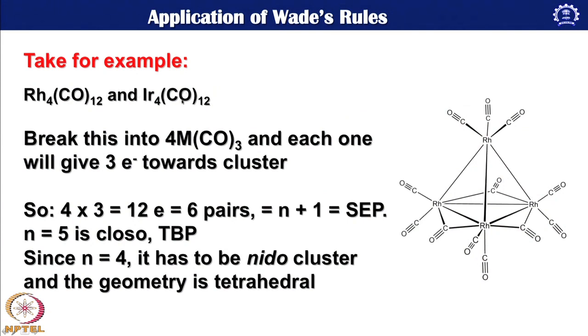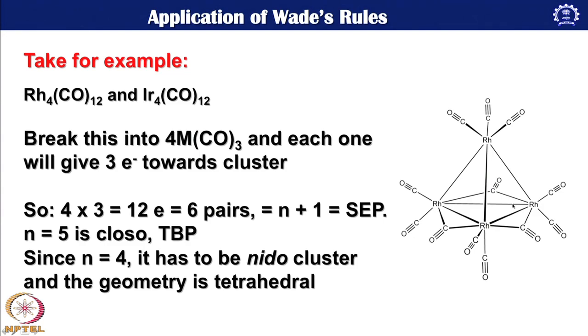So, you can see here. The same thing is true in case of Ir4 also. It breaks into 4 M(CO)3 and each one will give 3 electrons towards the cluster. So, essentially 12 electrons are coming, and I showed you how 12 electrons are coming, and 6 electron pairs totally, that is n + 1. So, n = 5 is closo, we do not have that, we have one less. So, it is n - 1 rhodium atoms we have, it has a nido structure. And this is how rhodium atoms are arranged in a tetrahedral fashion, with each one having some bridging carbonyls and all those things.